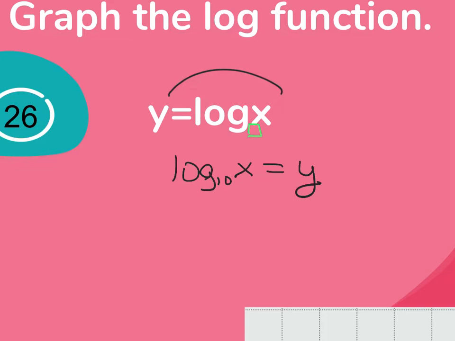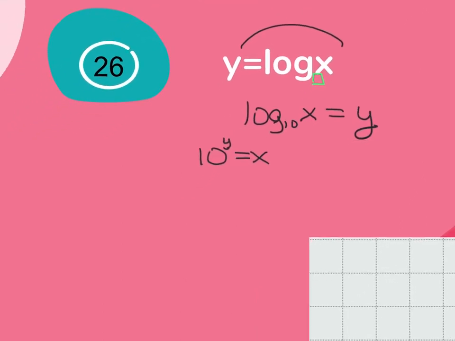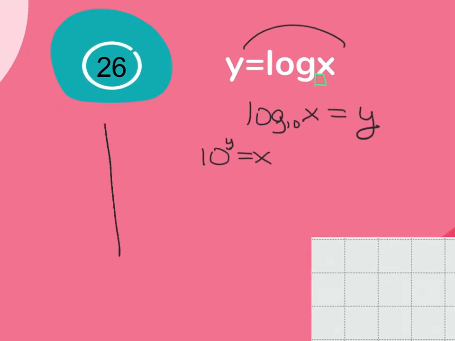So this is a base 10, so I'm going to go ahead and turn this into exponential. Remember, we can use the Bay trick. So we're going to do 10 to the y power equals x. And now I'm going to do a little t-chart and pick values for y. I'm not going to do nearly as many as I did before. So instead, I'm just going to plug in -1, 0, 1, and 2.